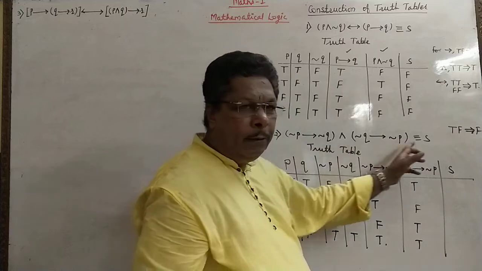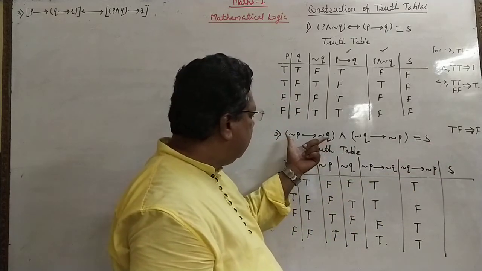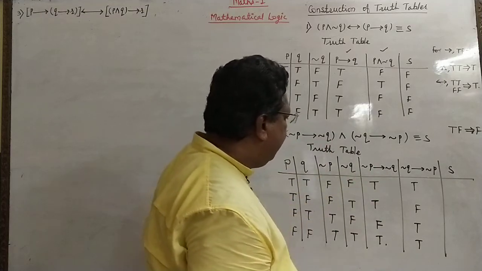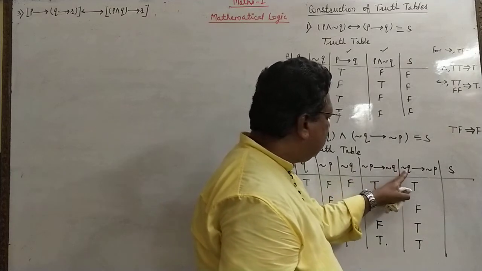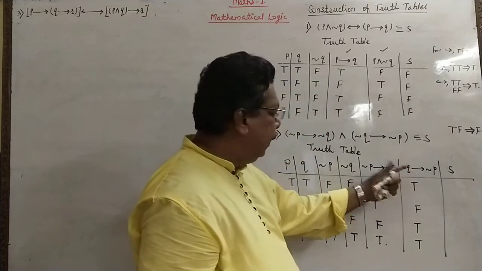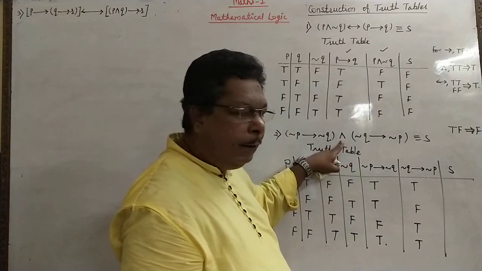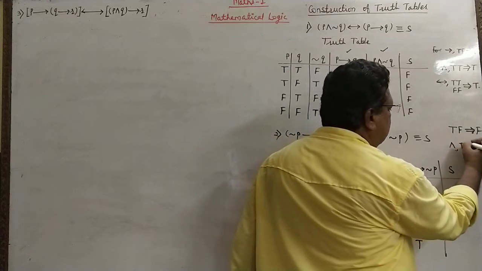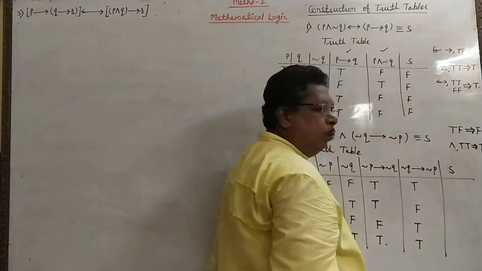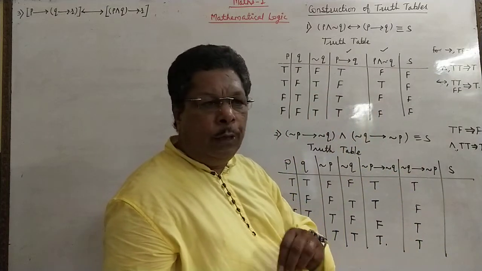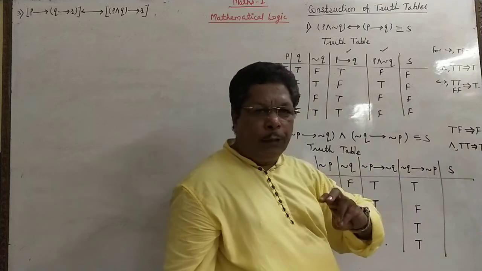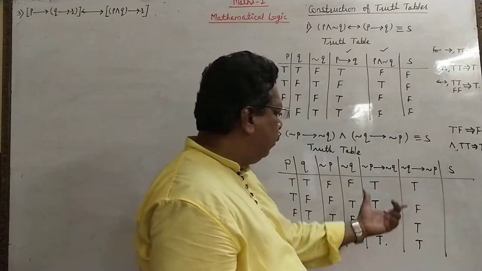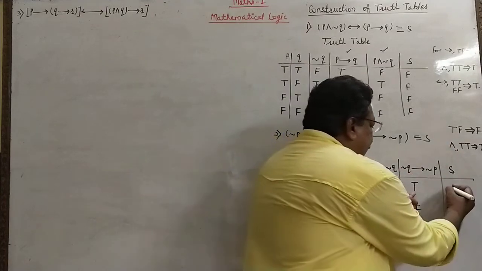Last column is S. S is the whole statement pattern. Statement pattern is divided into two parts. First part is negation P conditional negation Q in column number 5. Next column is negation Q conditional negation P, column number 6. In between them connective is AND. What is the requirement for the connective AND? Requirement for the connective AND is both the statements are true, then it is true. P is true, Q is true, then the conjunction P and Q is true. First one is true, second one is true, then the conjunction is true, otherwise it is false. Now see P.